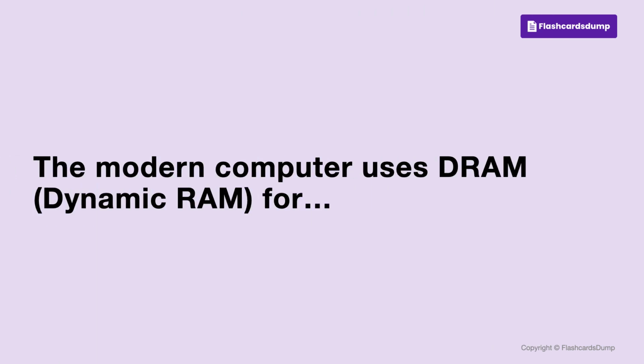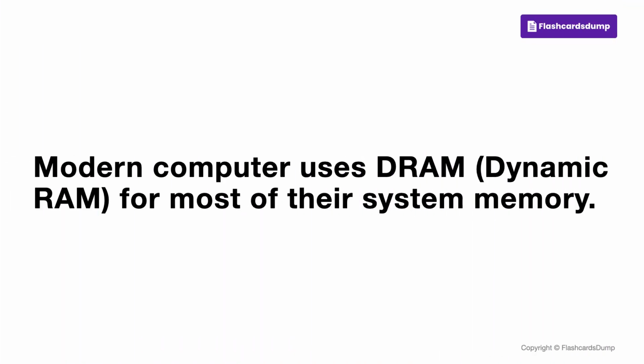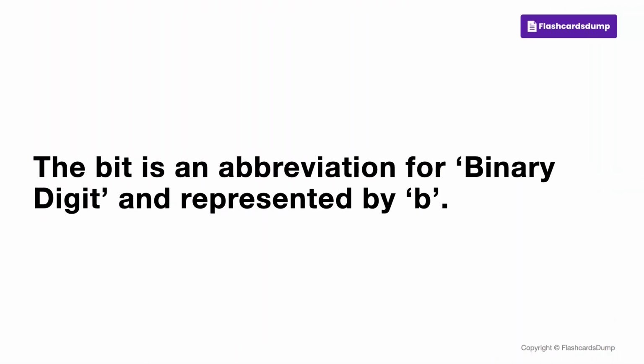The modern computer uses DRAM, dynamic RAM, for most of their system memory. What is a bit? The bit is an abbreviation for binary digit and represented by small letter b.